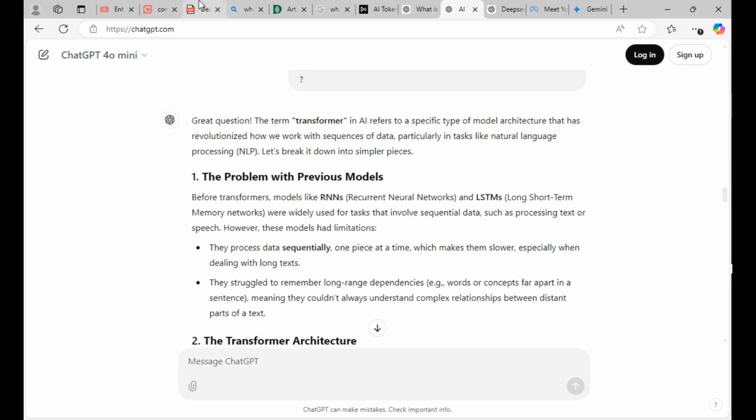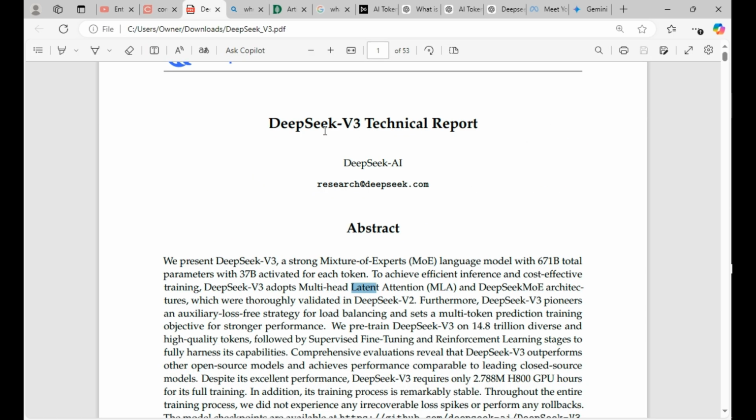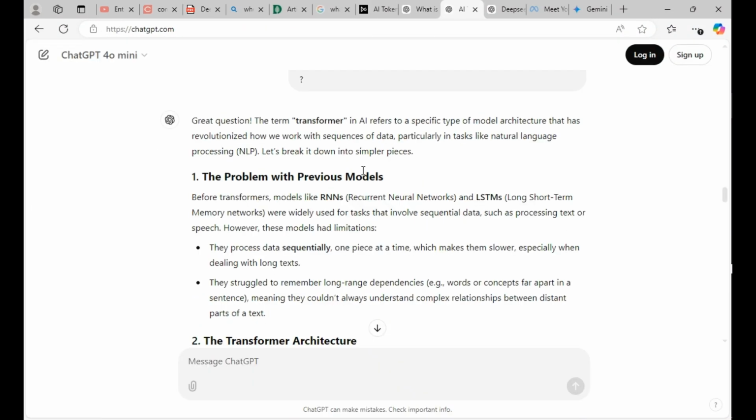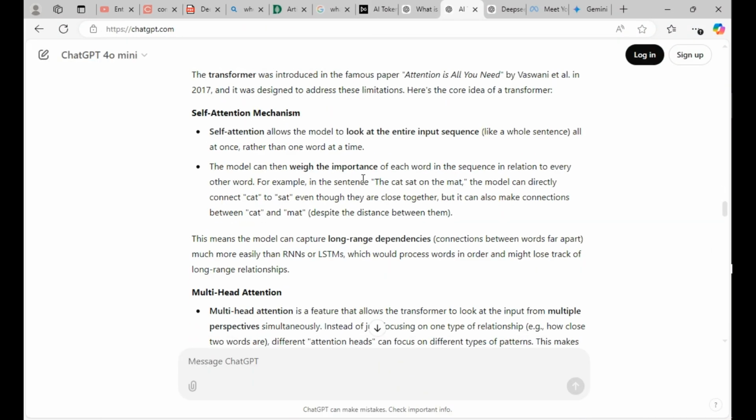Now, I did mention that when it comes to DeepSeek versus ChatGPT, while there are a lot of differences, what we're going to focus on today more specifically is the multi-head latent attention. Okay, let's go to that, and we're going to look at this right here.